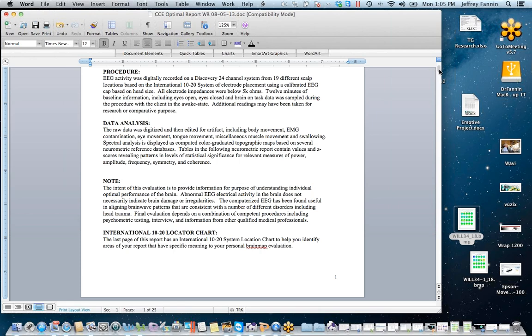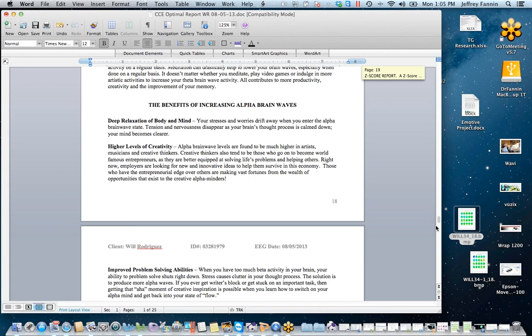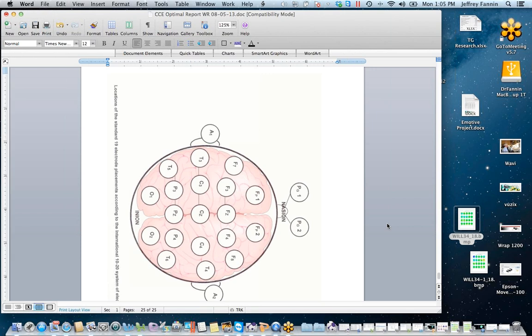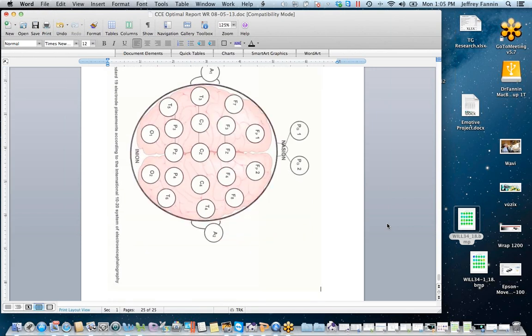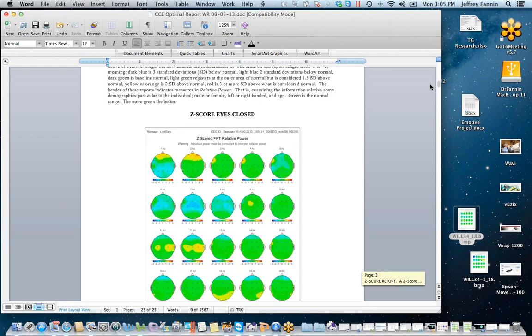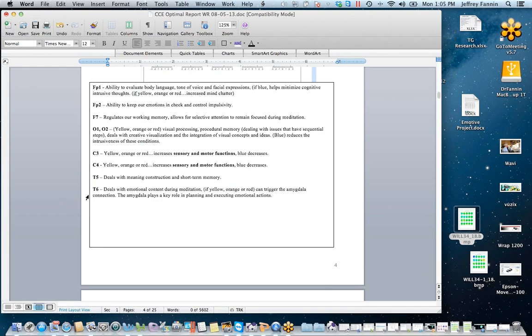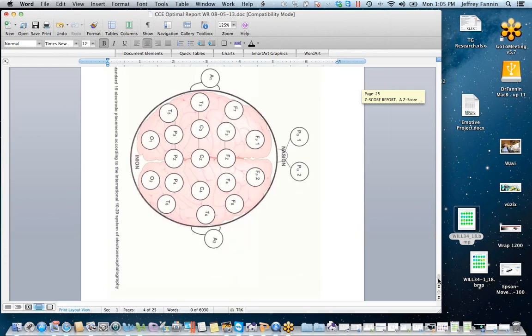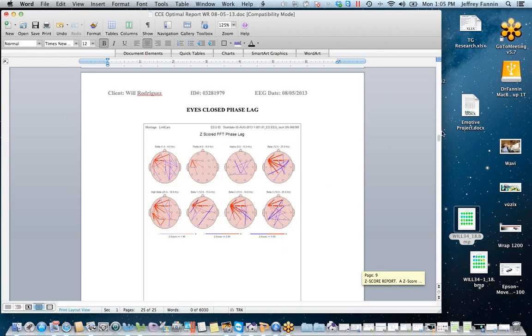Okay, on this 10-20 locator chart, it's supposed to be on the last page of your report, and this is what it looks like. It just helps you identify these areas. So when we're talking about that in the analysis, like here where we've got O1, O2, F7, FP2, it talks about what's going on in those parts of the brain. You can relate it back to this chart and find out where those things are if you want to know.